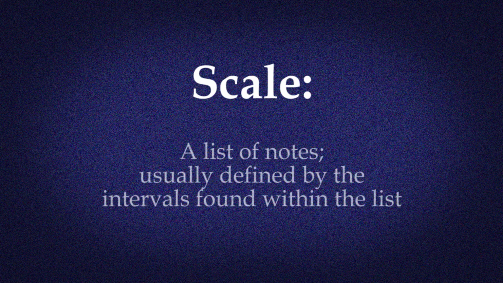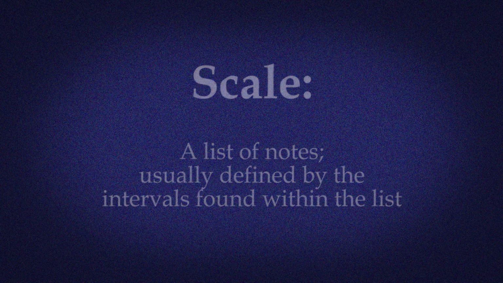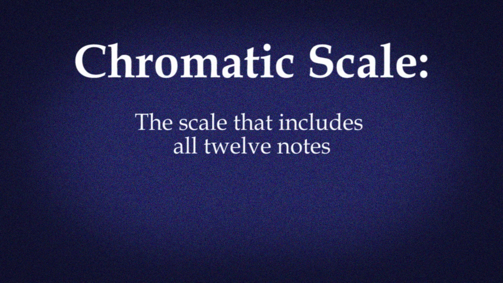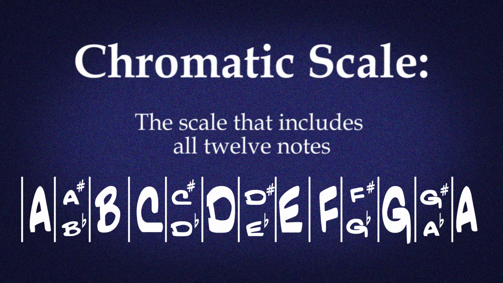Finally, a scale is just a list of notes. There are lots and lots of different scales. Some use more notes than others, but each one is just a different list of notes. And that brings me to the point of this lesson. The name of the scale that uses all 12 notes is called the Chromatic Scale. This scale makes up our musical alphabet.